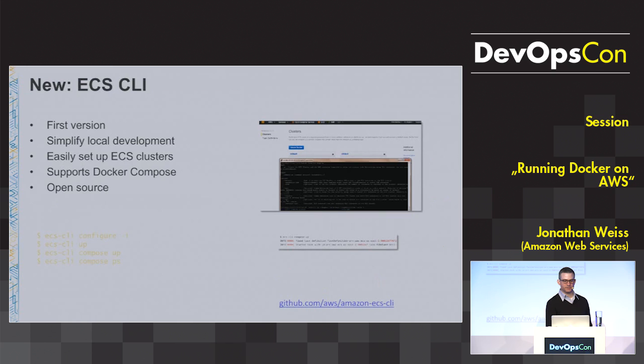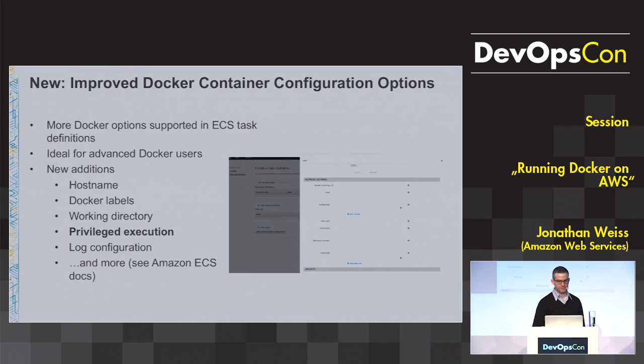It also has a CLI that you can use, and I think it's probably a little bit hard to read, but you can integrate with Docker Compose, right? And this way control the cluster and control the Docker deployments. And it makes, of course, local development way easier. Also, something that we recently added is you can have much more control over the actual Docker configuration in the JSON description of a task, right? So you can define things like Docker labels and host names, and you can request privileged execution and all of those things.